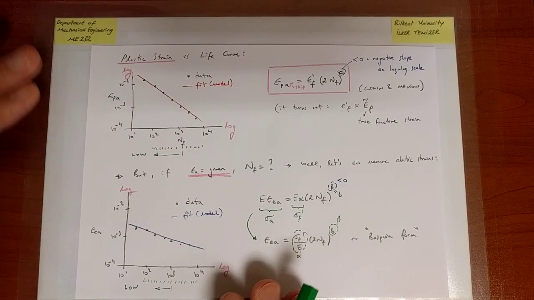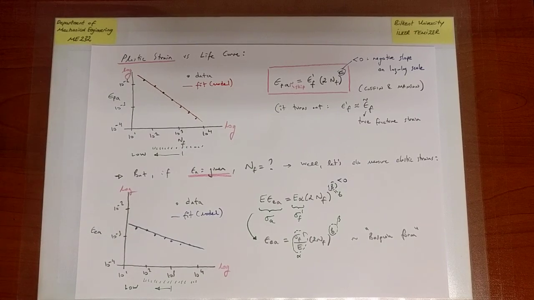All right, so now these are the two portions of the total strain, and now I'm just going to combine them and generate a final relation between the strain amplitude and number of cycles to failure.